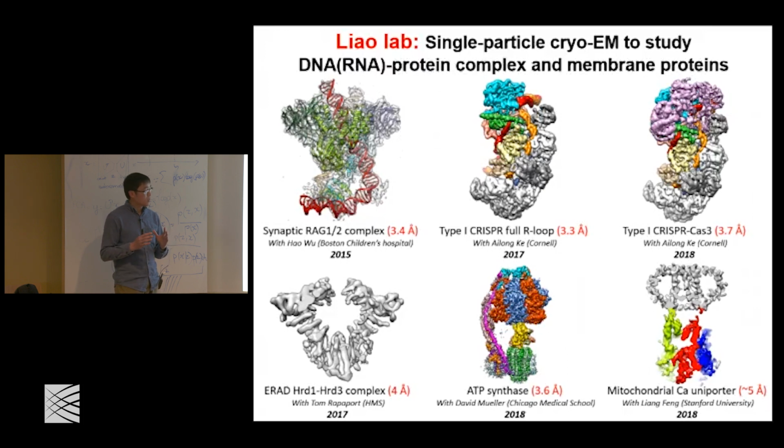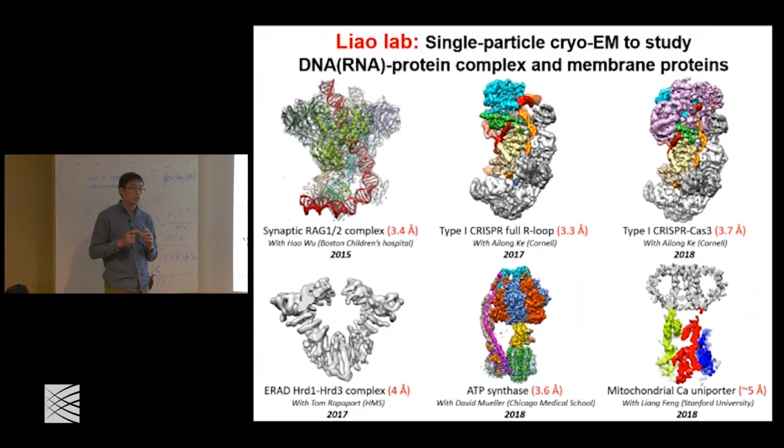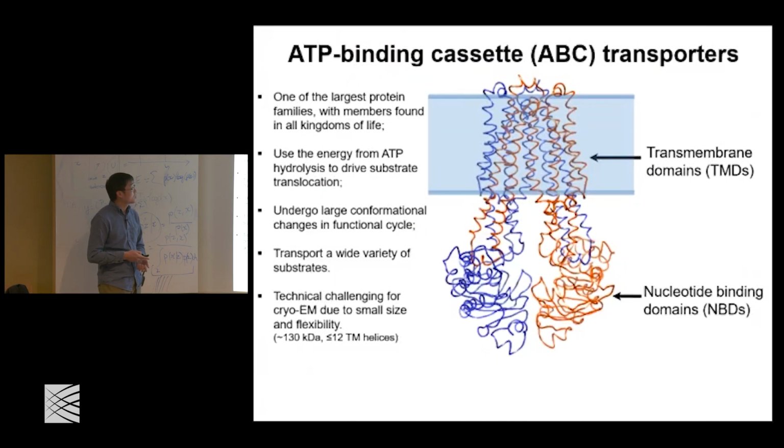For the rest of the time, I will focus on our own research, which is mainly focused on a specific group of transporters. This group of transporters is called ATP-binding cassette, or ABC transporters. This group of membrane proteins is probably the second largest membrane protein family, just smaller than GPCR. So you can find this member in all kingdoms of life.